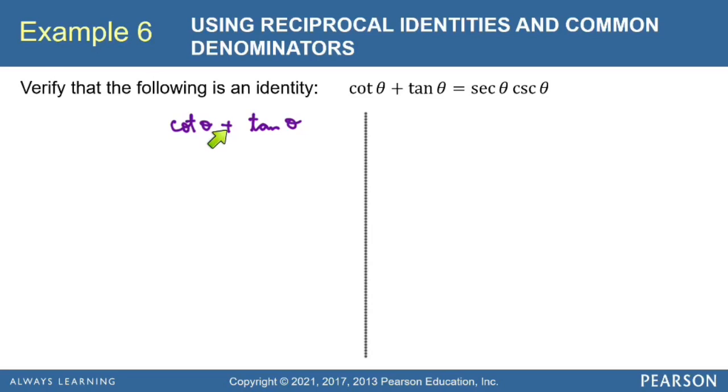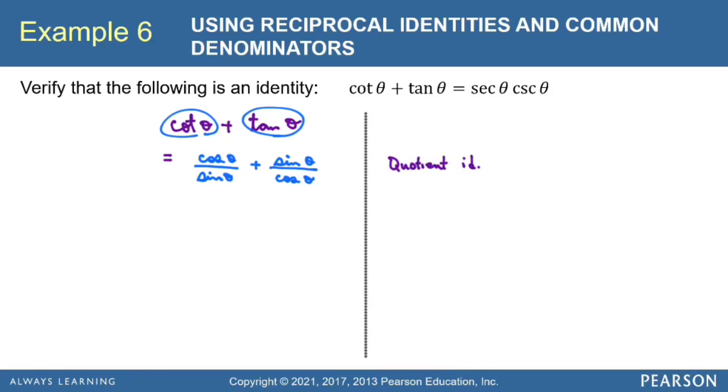So we see the plus sign here, and we want to do the addition. But we know that whenever we add trig functions together, it's essentially a matter of getting a common denominator. So we need some denominators here. Let's replace each of these functions with their quotient identity. So I'm going to circle both of them and then replace them one at a time. Cotangent of theta is cosine of theta over sine of theta. And then we'll have our plus sign. And then tangent of theta is sine of theta over cosine of theta. And let me write over here that I used a quotient identity to do that.